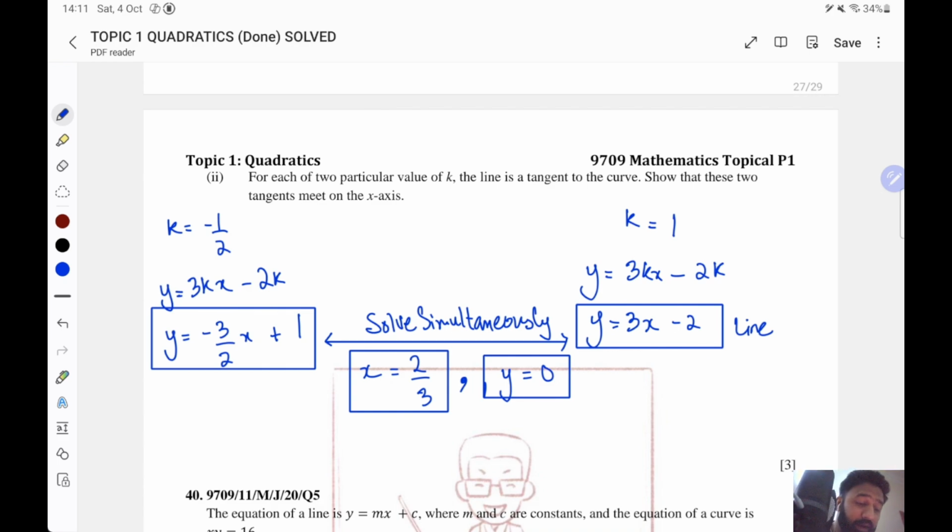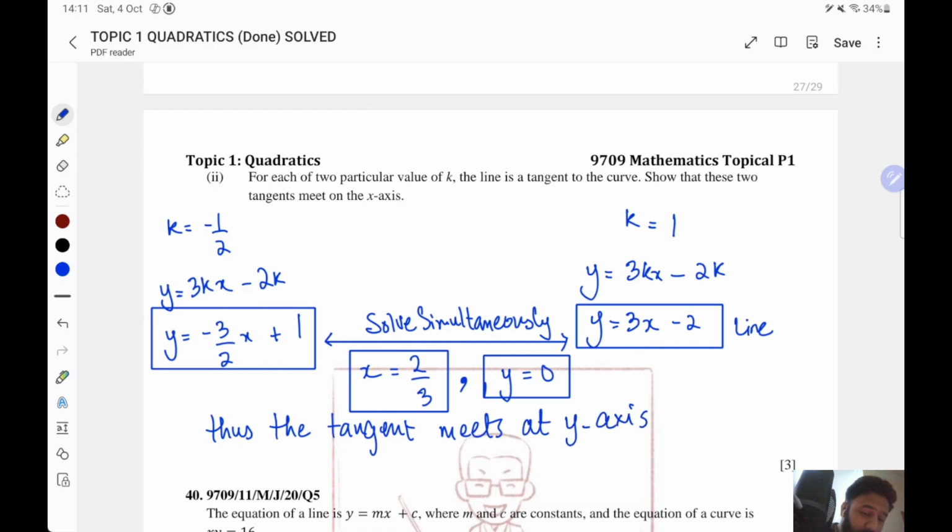So since the value of y is 0, the tangent meets the x-axis. So you can write, thus the tangent meets at y-axis. I hope that is clear to you all.